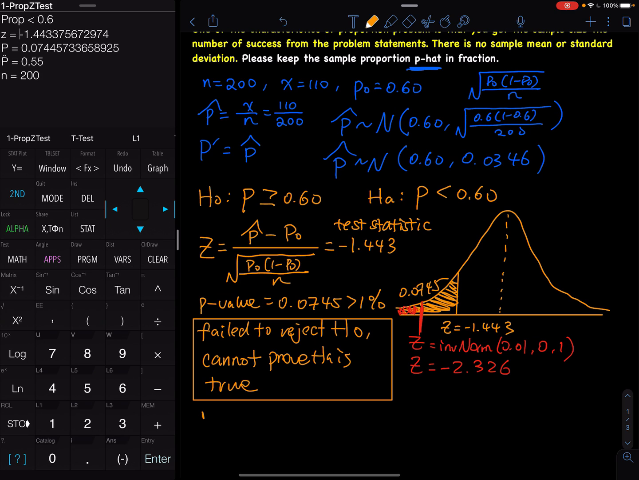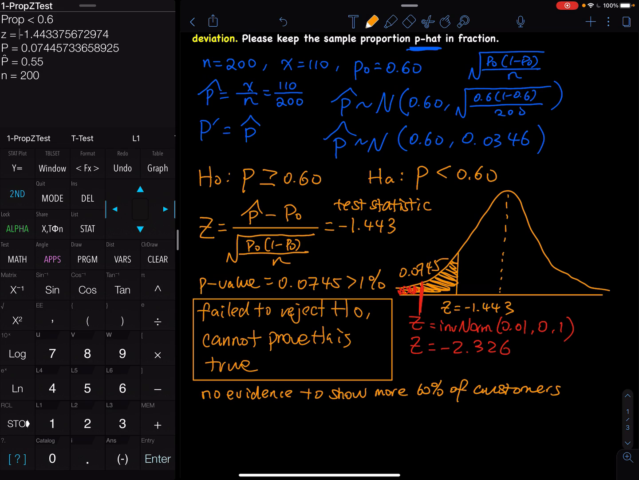That means we have no evidence to show more than 60% of the customers are willing to buy another Toyota. So this sentence, everybody understands.